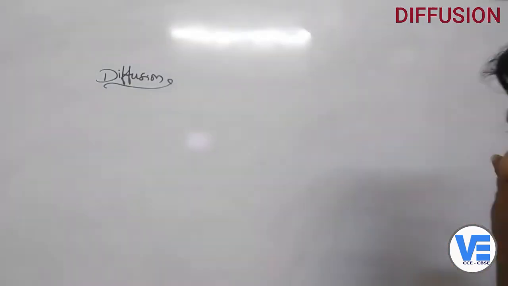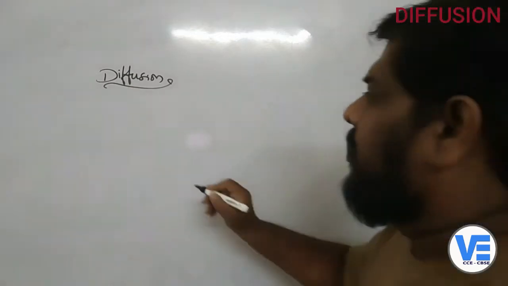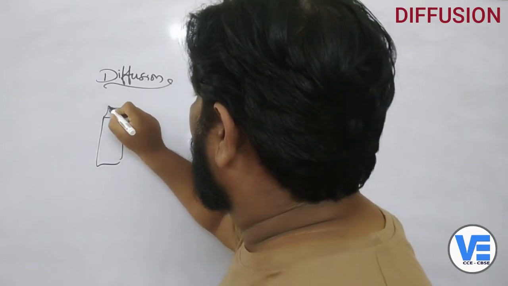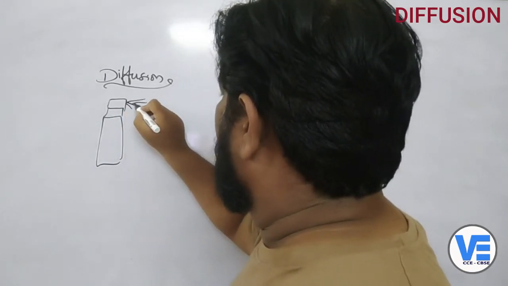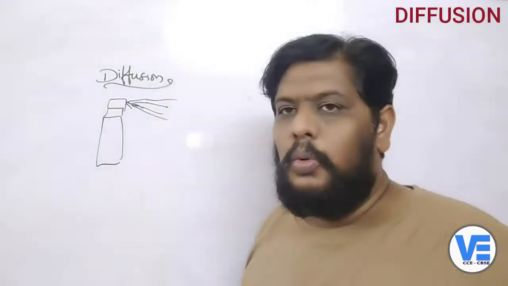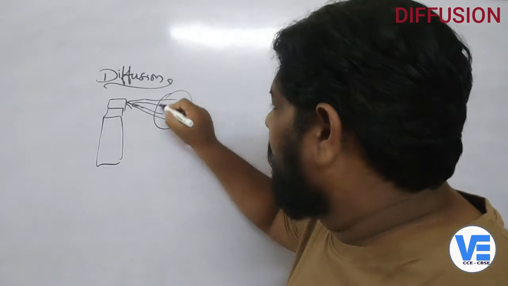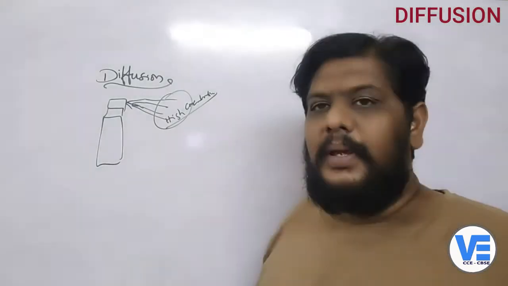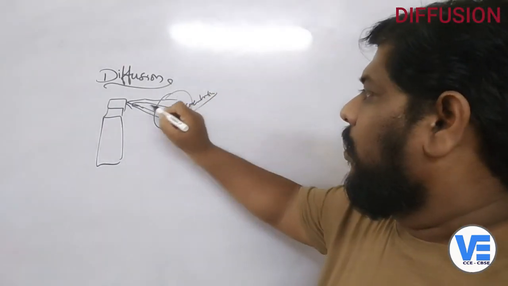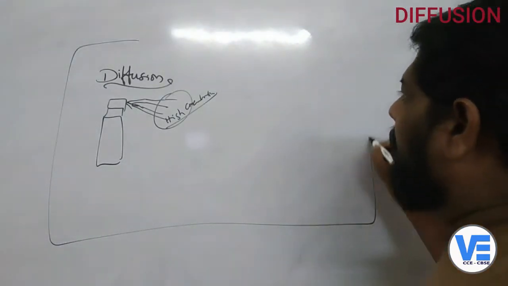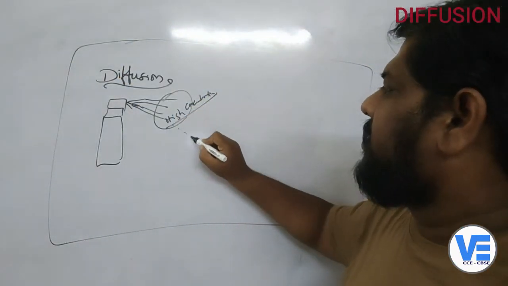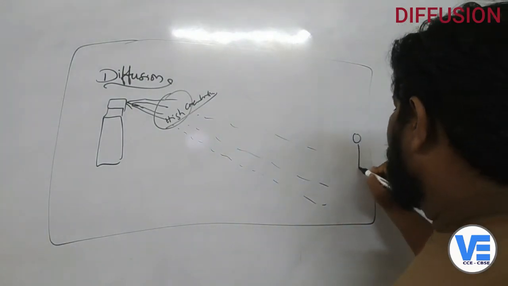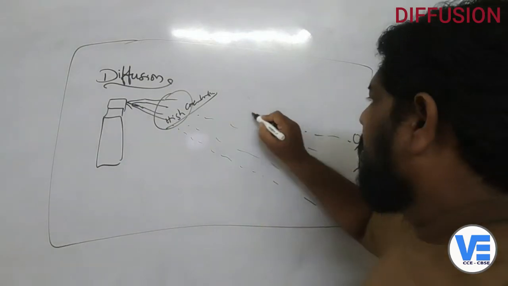So if you take a scent bottle and spray it in a room, the smell here will be of high concentration, isn't it? Then it keeps on moving through the entire room, so the molecules will start moving to the different areas in the room. Even the person who is standing here also will get the smell, isn't it?